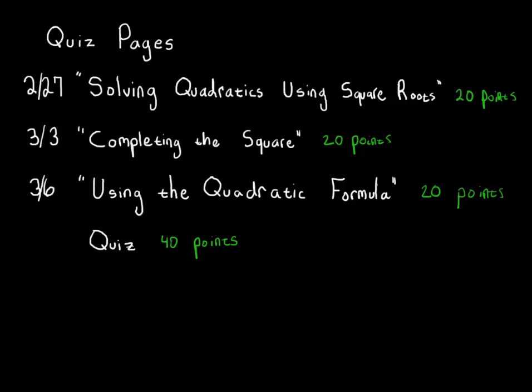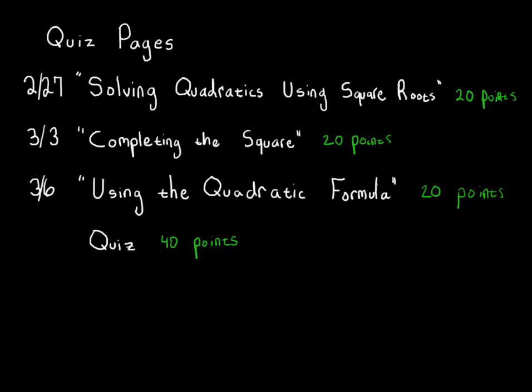Alrighty, ladies and gentlemen, what you are looking at is the way I will be grading your quiz tomorrow. So we have these 3 pages of homework titled Solving Quadratics Using Square Roots, Completing the Square, and Using the Quadratic Formula. I've put the dates on the left-hand side that those pages were handed out and turned into homework, and then I put the point value associated with each of those pages on the right-hand side. So if you turn in all 3 of your homeworks completed, tomorrow with the quiz, you'll automatically have a 60.